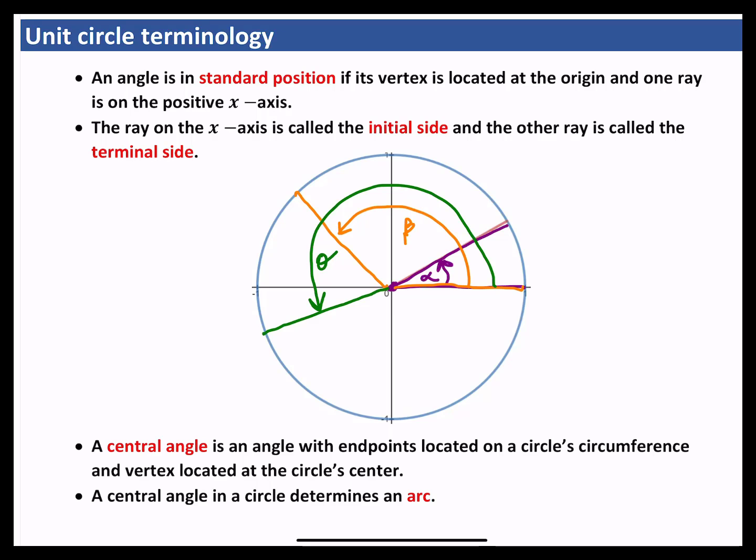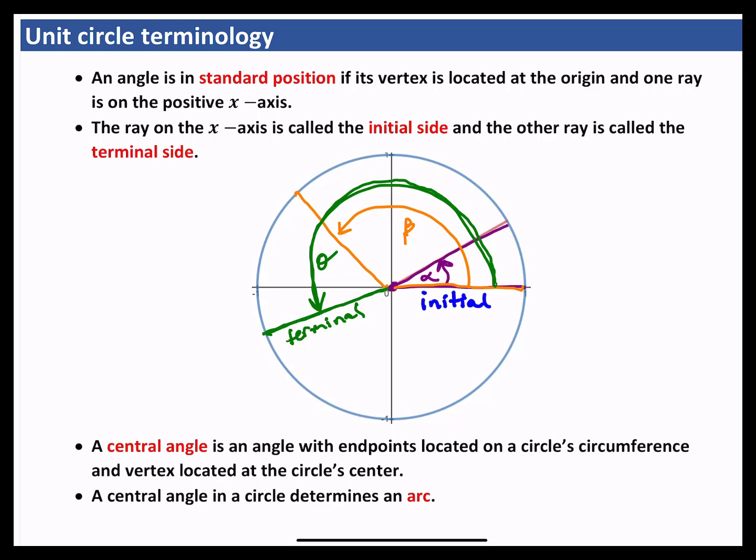All of these angles are in standard position because the vertex is at the origin and one ray is on the positive x-axis. We call the ray on the positive x-axis the initial side, and the other ray is called the terminal side. So, for example, in angle theta, this side at the end is the terminal side.